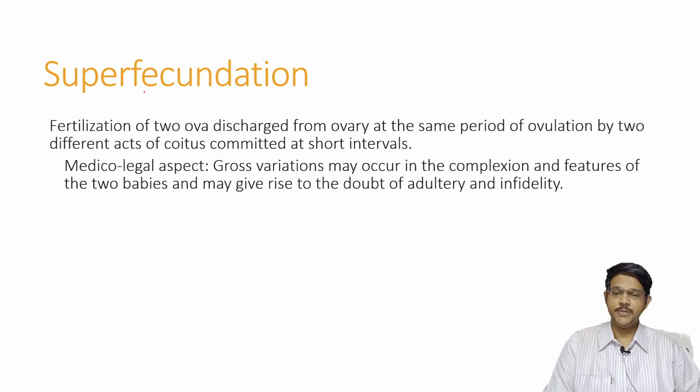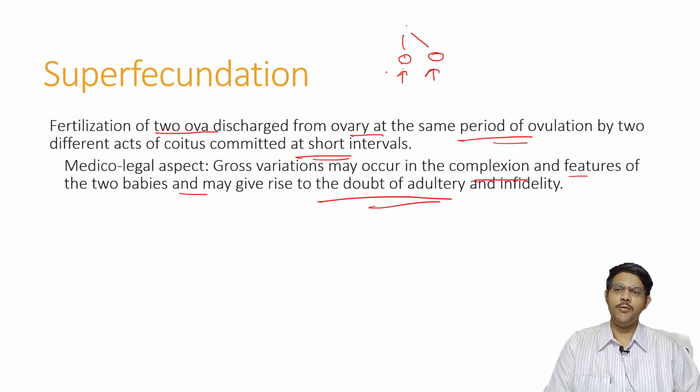Then a condition like superfecundation: here there is fertilization of two ova discharged from the ovary in the same period of ovulation. Usually one ovum is released at one ovulation, but in certain conditions two ova are released in the same ovulation period, and they may be impregnated by two separate acts of coitus committed at short intervals, or by two different fathers. If there is a gross variation in the complexion and features of the two babies, it may give rise to doubt of adultery and infidelity. One child may have a lighter complexion and the other a darker complexion, which may lead to a case of adultery or a legitimacy case may arise.